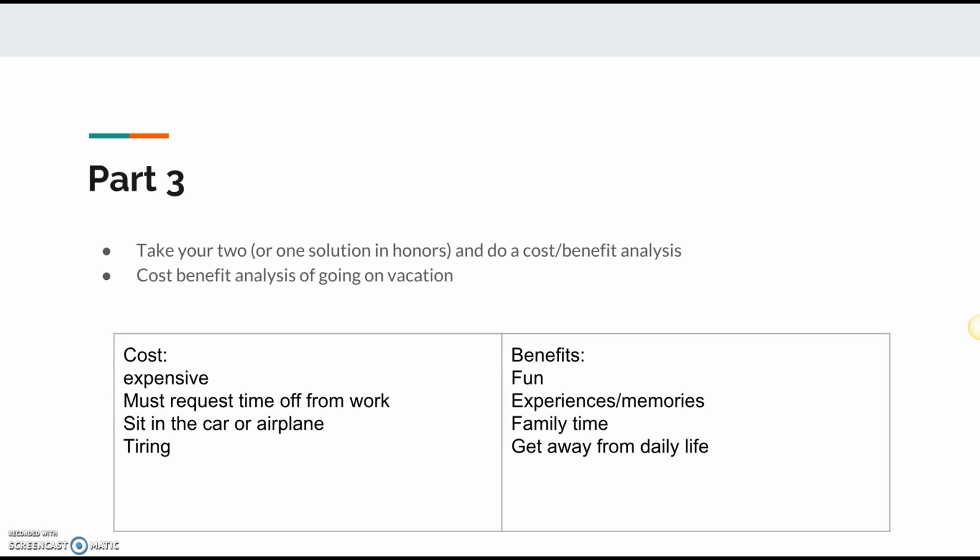If you are in a group of two, you've narrowed it down to one solution, and I'll show you what you need to do for that one solution. So what I did is I broke this down into a cost benefit analysis, and I just threw in a scenario of going on vacation.